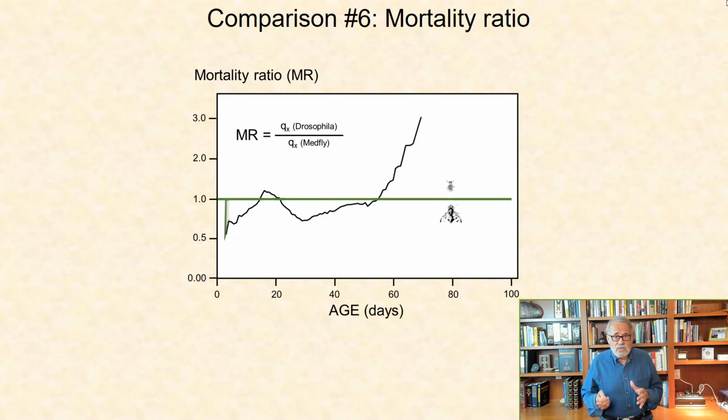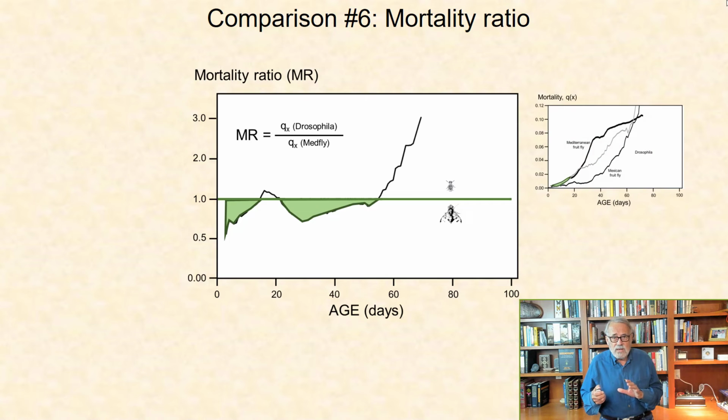Note that the green shaded regions correspond to the ages at which mortality in the medfly is higher than that in Drosophila. This ratio also shows, first, the magnitude of between species mortality differences, and second, the crossover age of mortality at around 60 days, after which age Drosophila mortality exceeds the medfly mortality. Note the small graph to the right that shows the absolute differences in mortality rather than the relative differences as shown in this main graph.